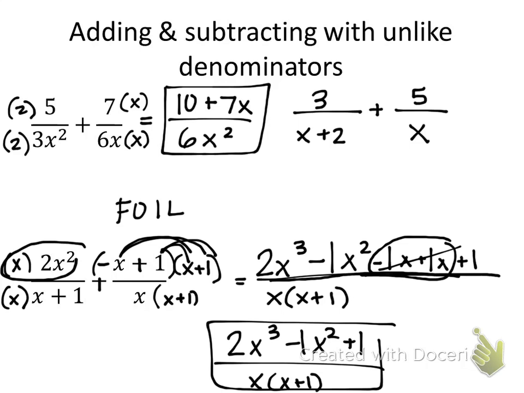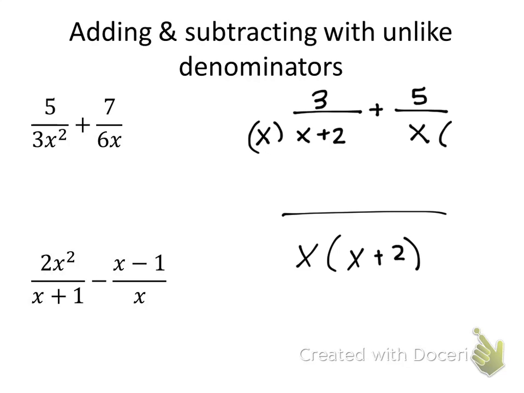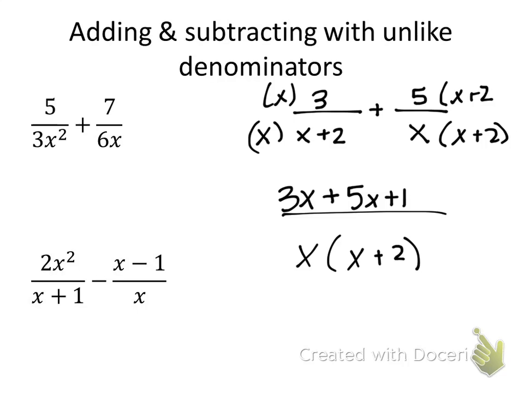Now let me give you one of these to do on your own. If I gave you 3 over x plus 2 plus 5 over x. All right, I want you to take a few minutes and do this one on your own. All right. What should my common denominator be? Perfect. X times x plus 2. So I'd multiply the first fraction by x, and the second fraction by x plus 2. Okay, so my new numerator would be 3x plus what? 5x plus 10. Perfect, 5x plus 10.